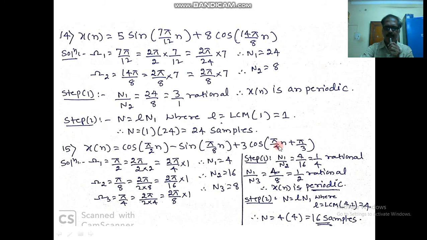What is the omega value here? Pi by 4. Here omega 3 equals pi by 4. Express this again in the form of 2 pi by n into k to calculate n3. n3 equals 8. Now check whether the given signal x of n is periodic or aperiodic.